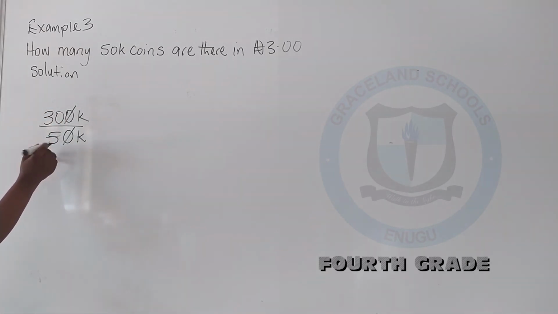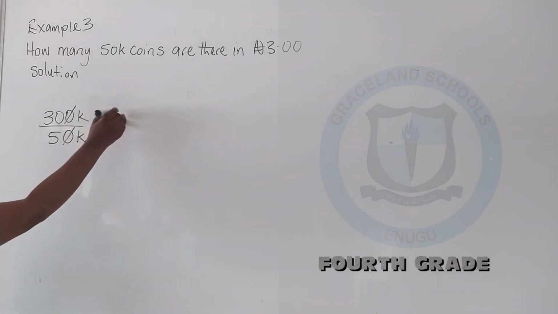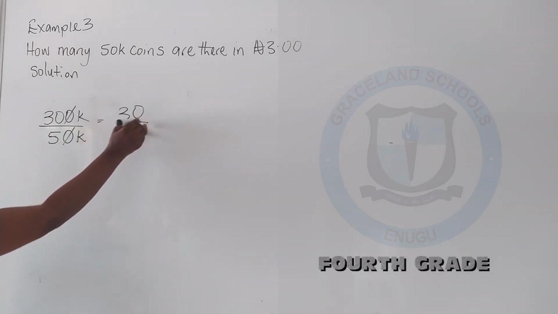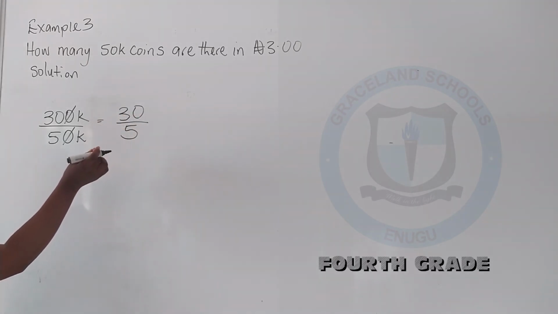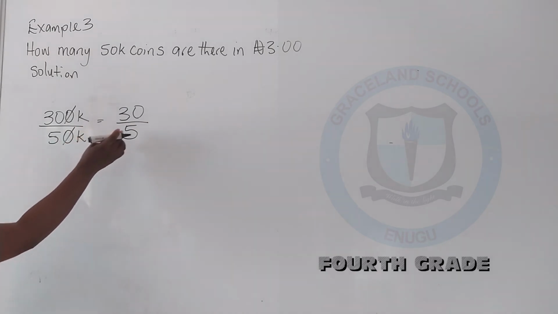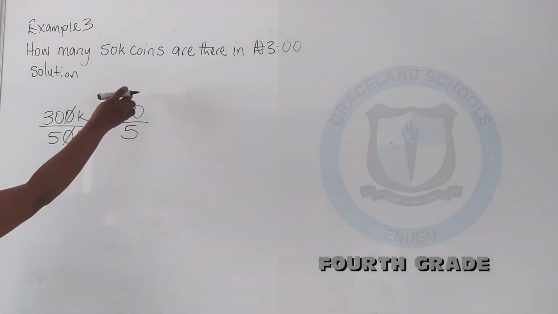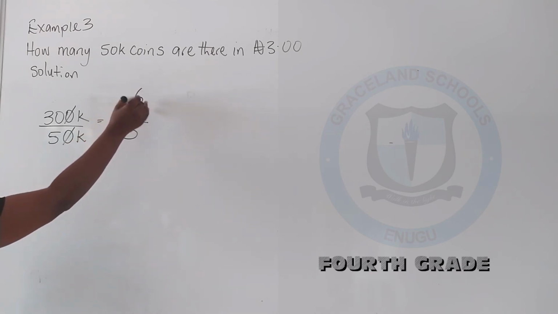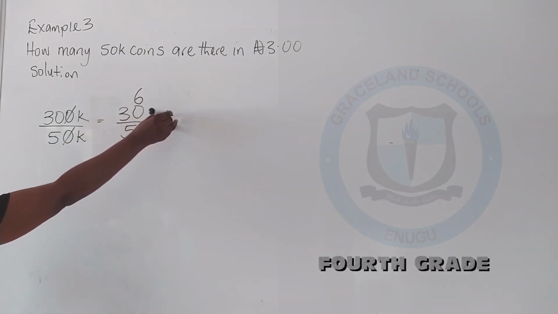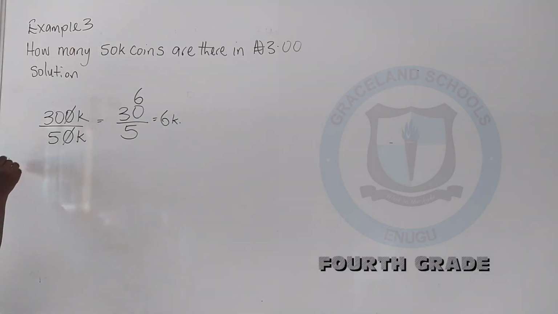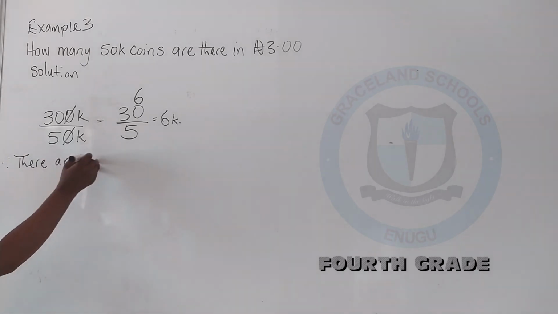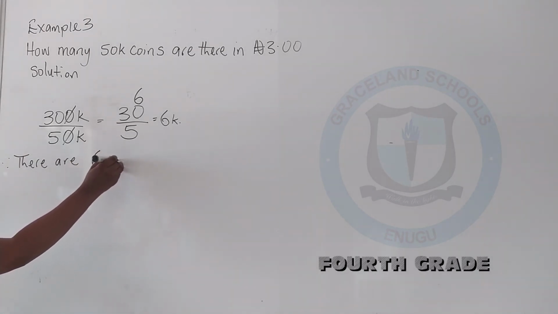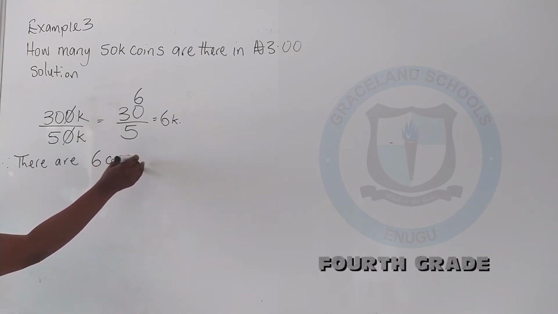You have 30 and 5. 5 cannot divide 3, then put the 2 numbers together, call it 30 and divide. 5 divided into 30 is 6, write it on top of the second number. 6. Therefore, there are 6 50 kobo coins in 3 naira.